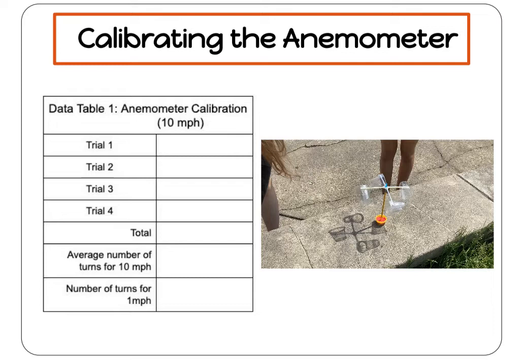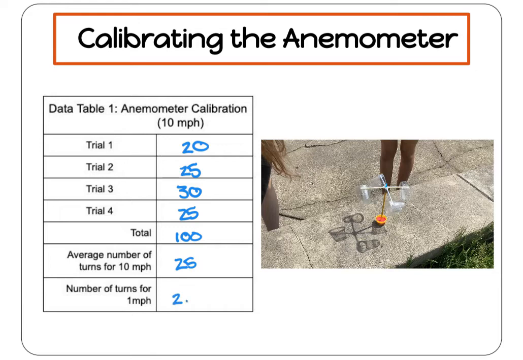Record this number in data table 1. For example, my anemometer spun 20 times, so I'm going to write a 20 there. Repeat this 3 more times so that you have 4 trials, and record each result in data table 1. Add all of these numbers together to find your total, and then divide your total by 4 to find your average. To find the number of turns for 1 mile per hour, divide your average by 10 and write your result in the bottom row of data table 1.